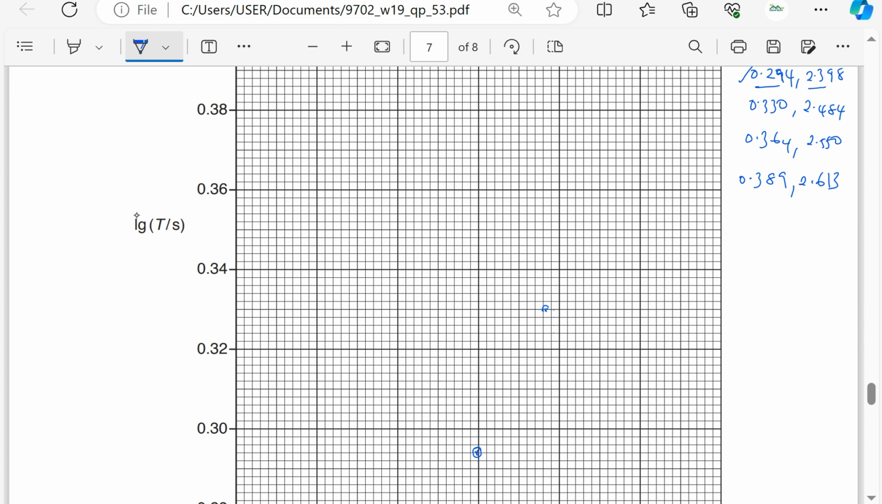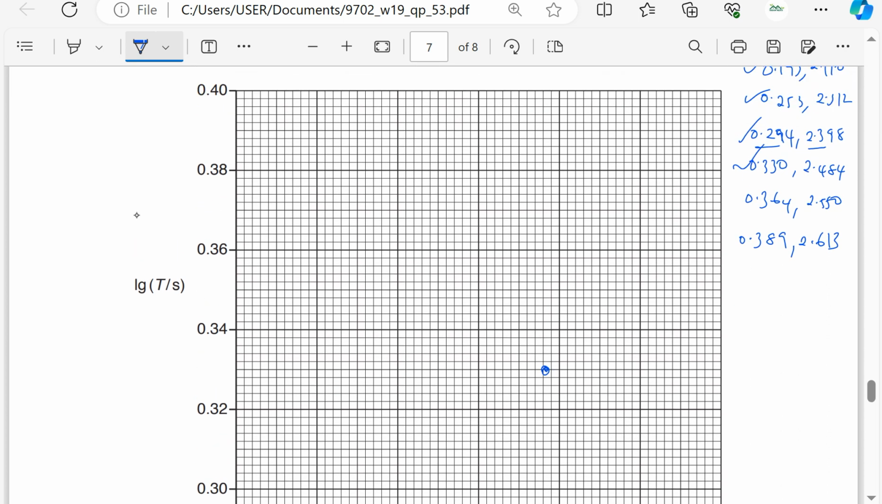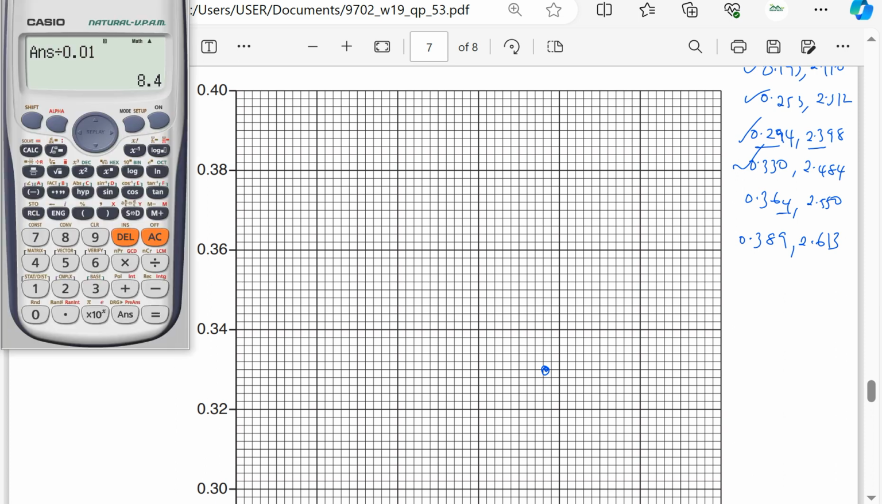Remember, this circle should be as small as one small square, but because I'm plotting on a computer, it is hard for me. Okay, then the other point is going to be on the y-axis. I have 0.364. You can check how many squares you add on 0.36. 0.364 minus 0.36 divided by the scale 0.002. You add only 2 squares.